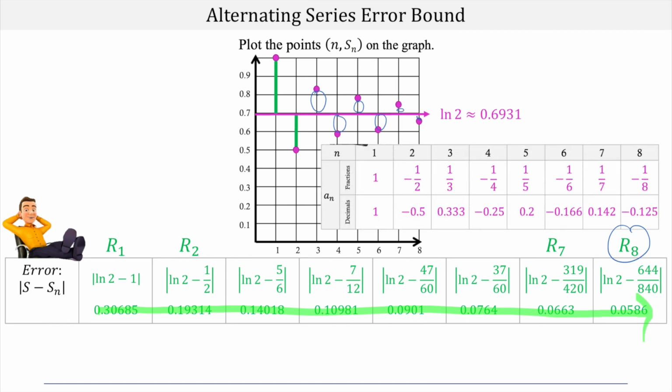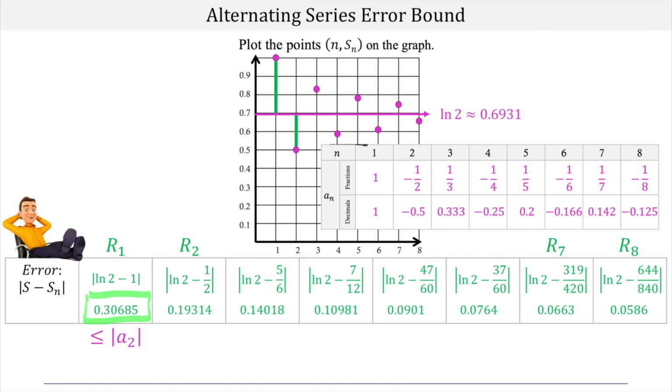Now, we're going to pull up the terms of the sequence that created the series. And I want you to focus on these decimal equivalents right here. So let's look at the first remainder of 0.30685. That is less than the absolute value of my second term, 0.5. Now let's look at the second remainder, 0.19314. That is less than the absolute value of the third term.